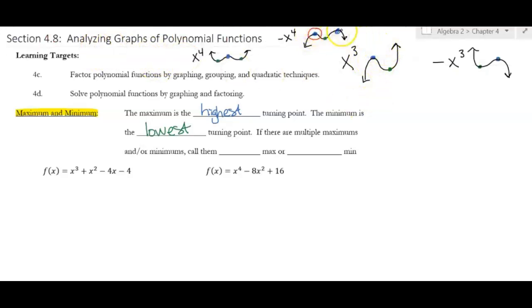You see here I had 2 maxes. Those are called relative maxes because it depends on where you're at, that it's the relative max. And it's the same thing here. I had relative mins.